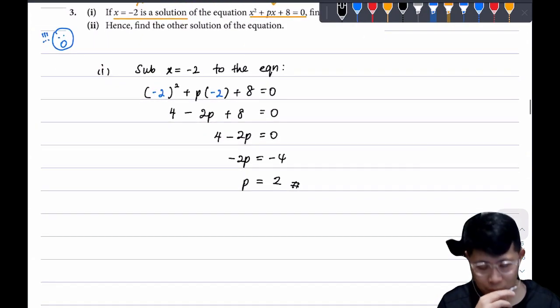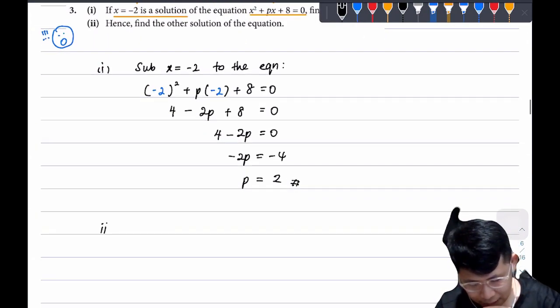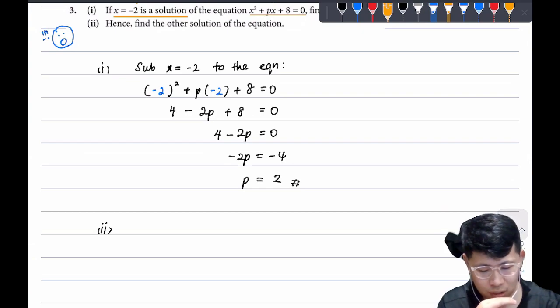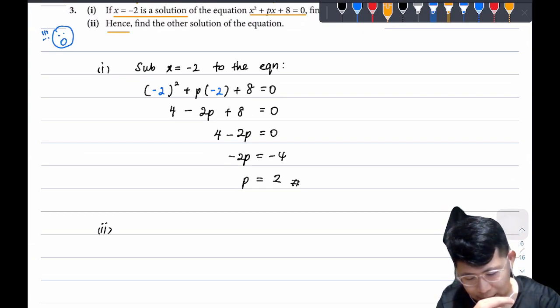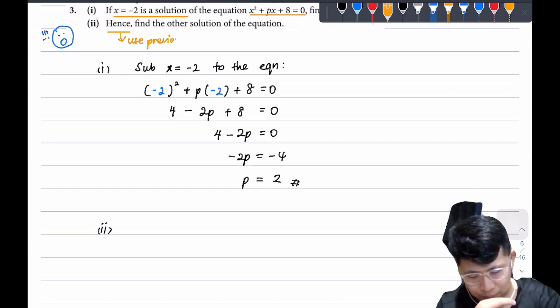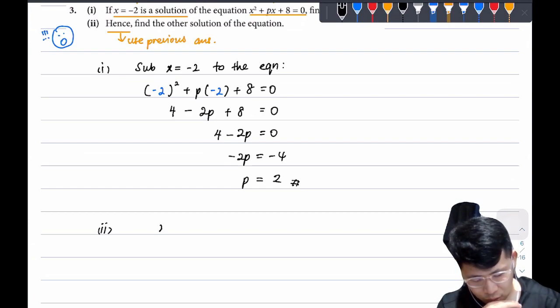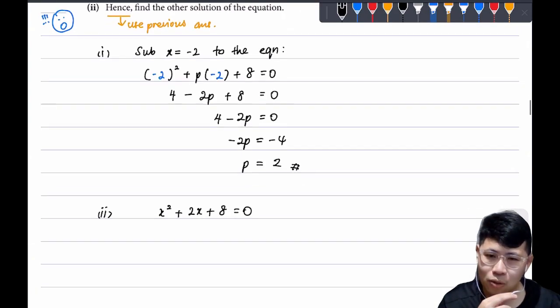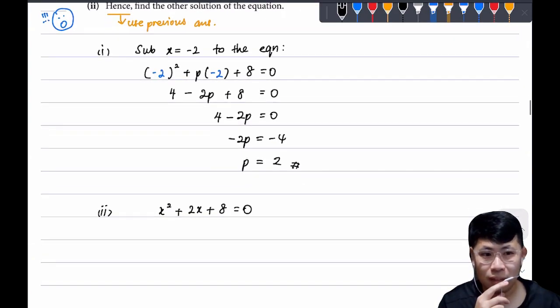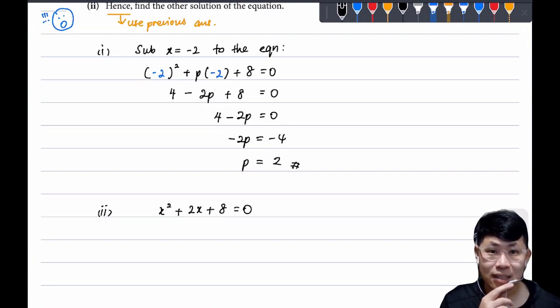Alright, so part 2: hence, find the other solution of the equation. The word hence means we need to use the previous answer. And what is our previous answer? p is equal to 2. So we need x squared plus 2x plus 8 equals 0, right? So how do we normally solve a quadratic equation again? We need to factorize.